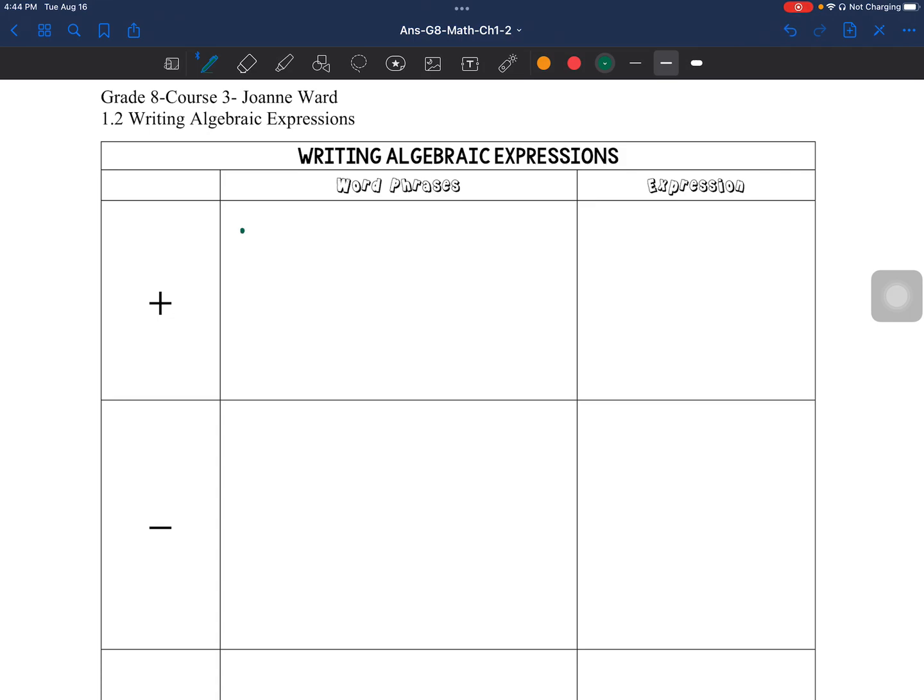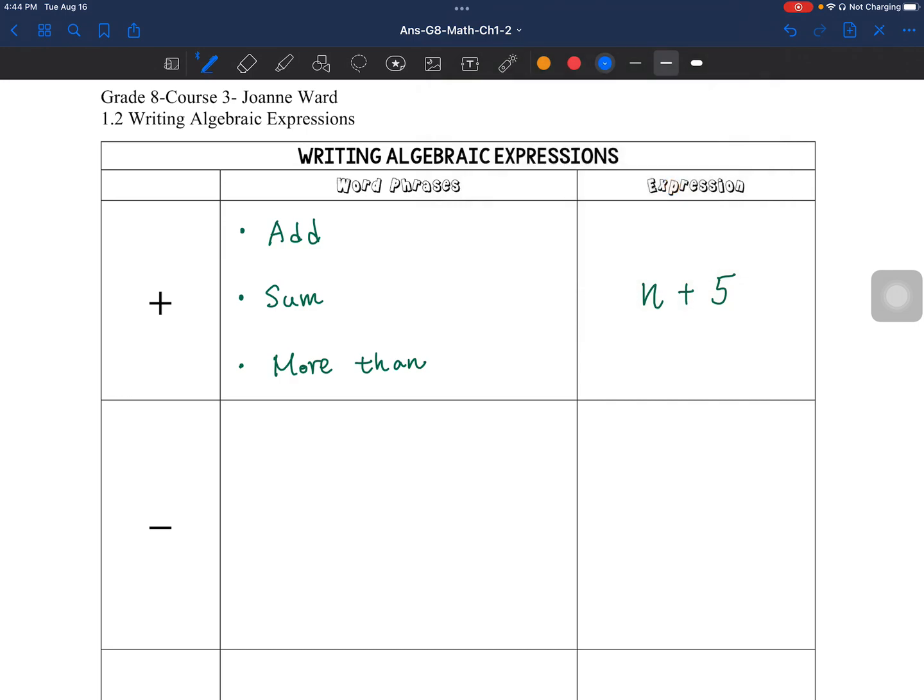First of all, we can use add. When we see add, it means plus. Or we can use sum, the sum of A and B, that also means plus. And also we can have more than, like 5 more than n. So the expression here will be n plus 5: n added to 5, the sum of n and 5, 5 more than n. So that's addition. That's plus.